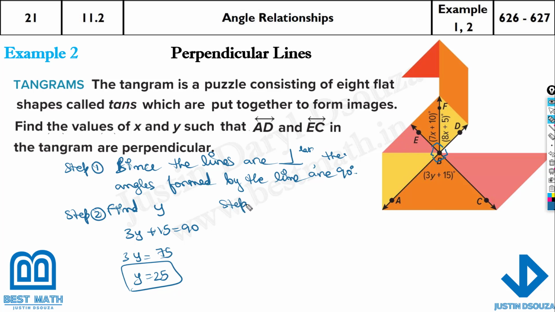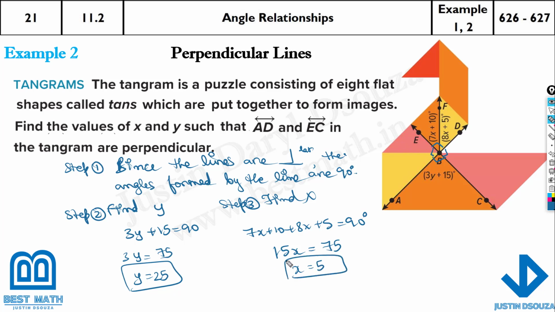Step 3 here would be find x. So here we have two equations. Sum them up. 3x plus 10 plus 8x plus 5 is equal to 90 degrees. We get 15x is equal to 90 minus 15, which is 75, and x would be equal to, dividing both sides by 15, 5. So we got the answers.